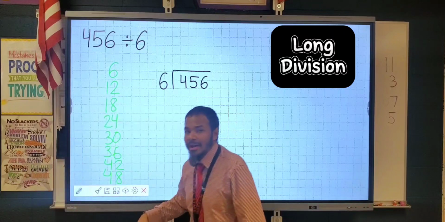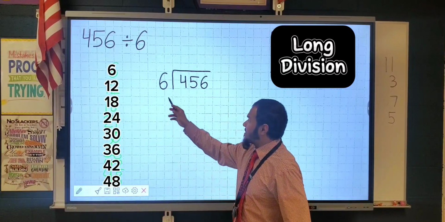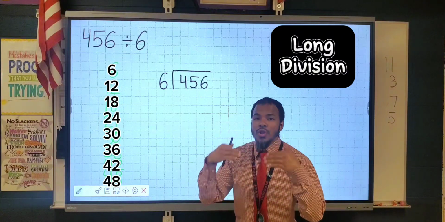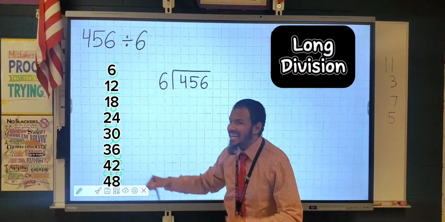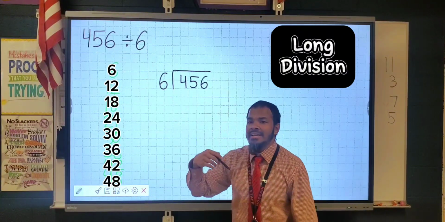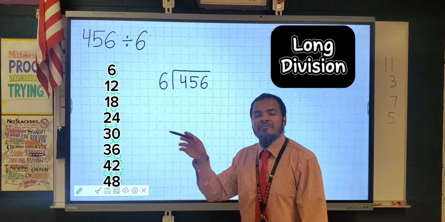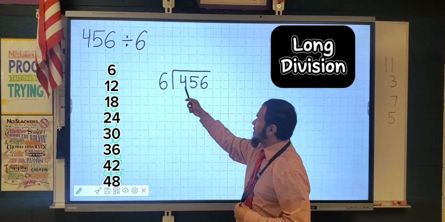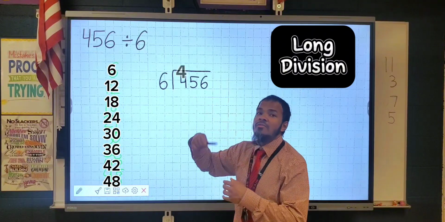Okay, now since I have my list, I'm going to ask myself, if I count by 6, will I ever say 4? No. Look at the list. If I count by 6, I'll never say 4. So 4 needs air support. Who provides that air support? The number that's right next to it. And so it's not a 4, it's not a 5, it's a 45.